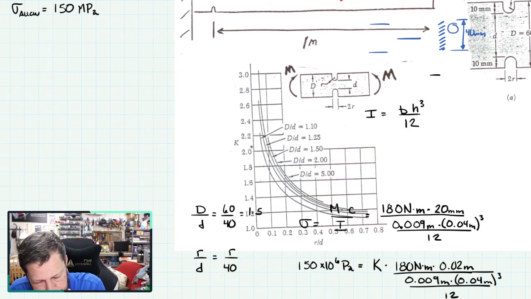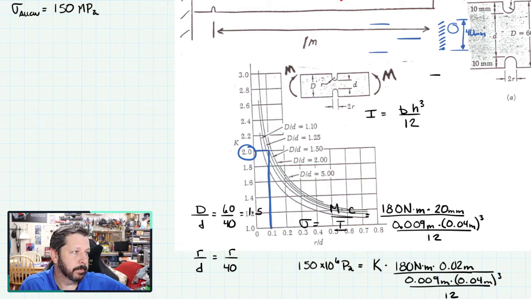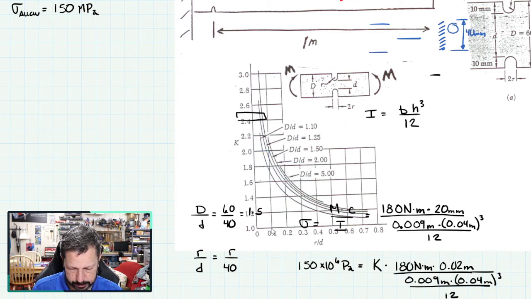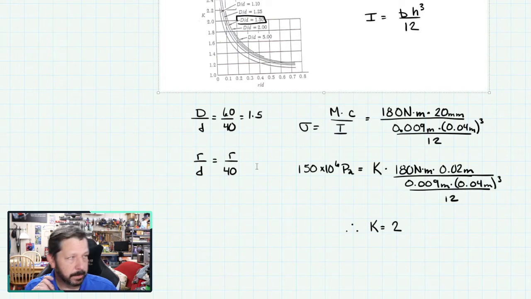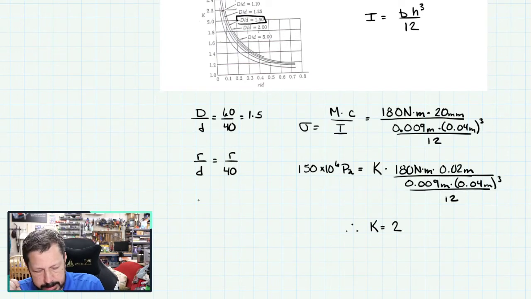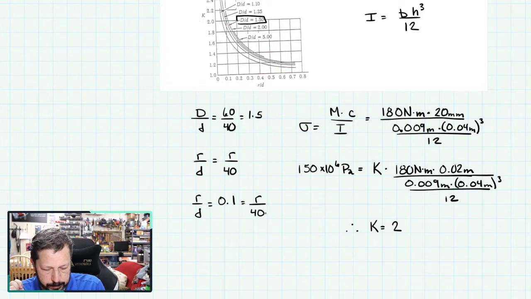So that's easy enough. And we're on this trace. Oh, look at that. That lands perfectly on the 0.1 R over d. So that helps us out. All right, let's undo all of that. So 0.1. There's where we were. So now we can go back over here and say that R over d equals 0.1 equals R over 40 millimeters.